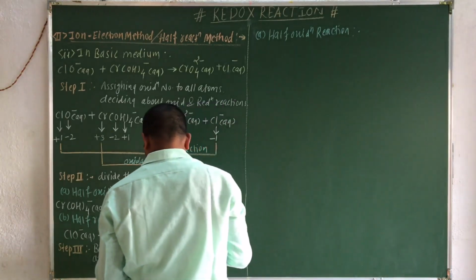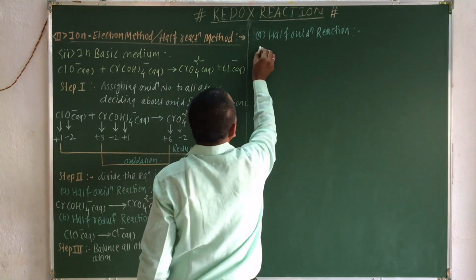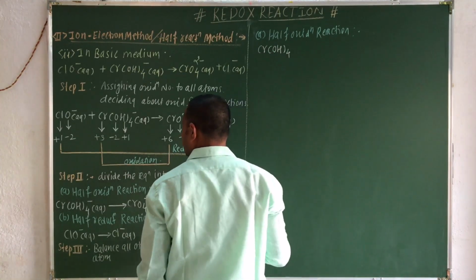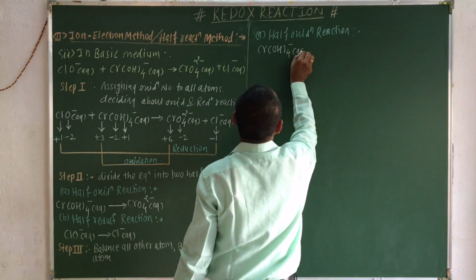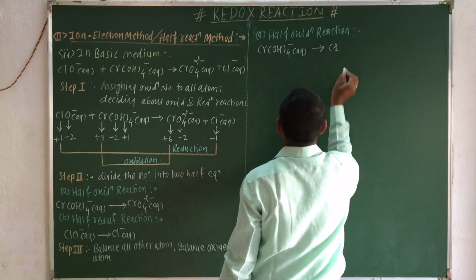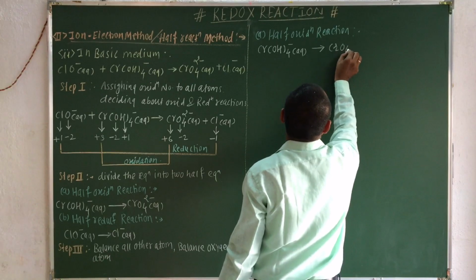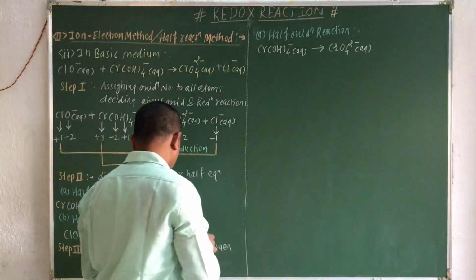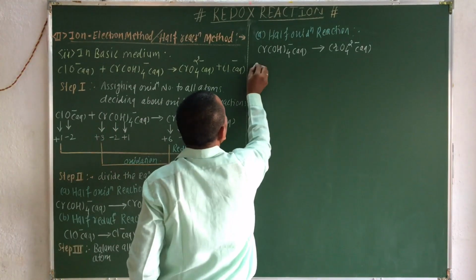Now how can we do this? It is very simple. Write down this equation as it is, as this equation is already balanced with respect to the other atoms as well as with respect to the oxygen atom, that is CrO4 2 minus aqueous. Okay, now let us go to the next step.